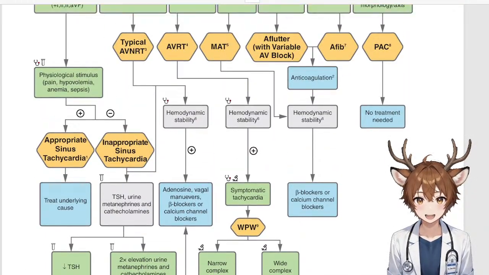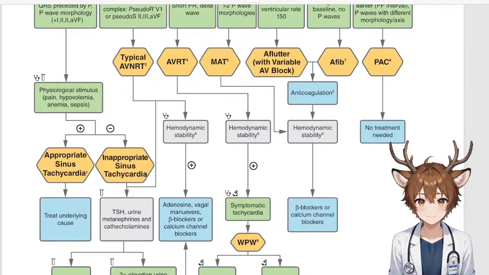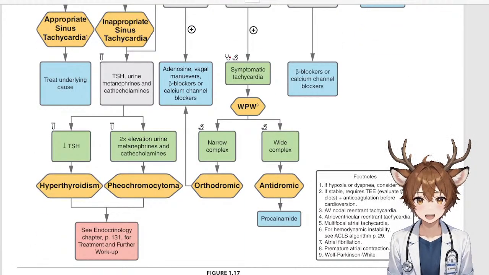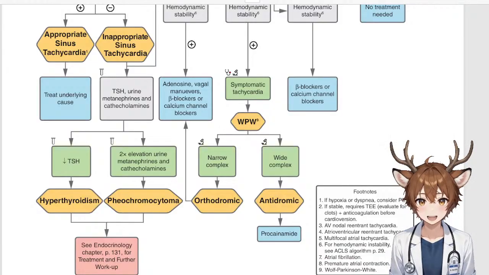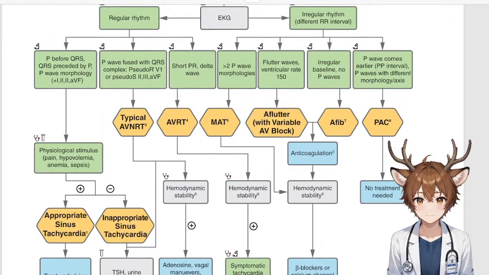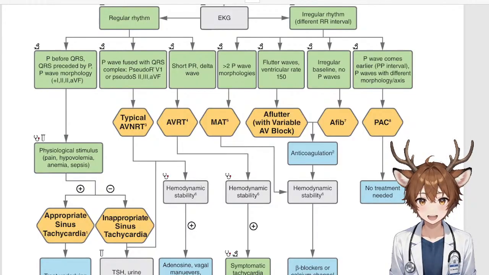Also, where's the 1 located? The 1 is appropriate sinus tachycardia, in which case, if hypoxia or dyspnea, consider PE. And the 2 is somewhere, I'd assume. I don't know where the 2 is, but somewhere. Anyway, so that's typical AVNRT.